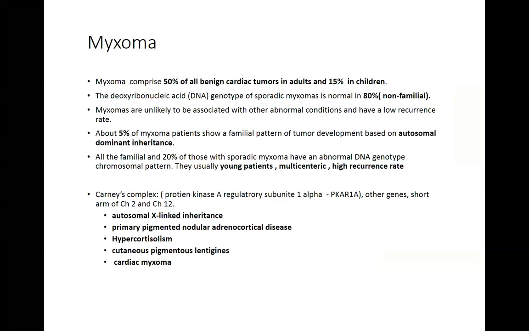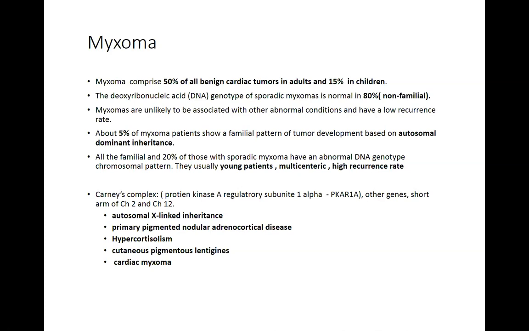Now, we said 50% of the benign tumors are myxoma, so we need to spend some time on myxoma. Myxoma comprises 50% of all benign cardiac tumors in adults and 15% in children. The genotype is usually sporadic, about 80%, which means it's non-familial. Sporadic myxoma is associated with a low recurrence rate. However, 5% of myxoma patients show a familial pattern that can develop due to autosomal dominant inheritance.